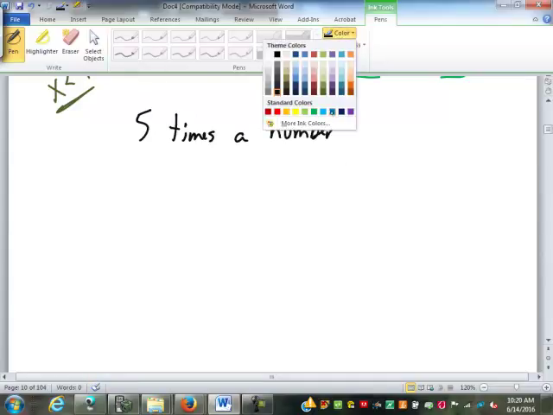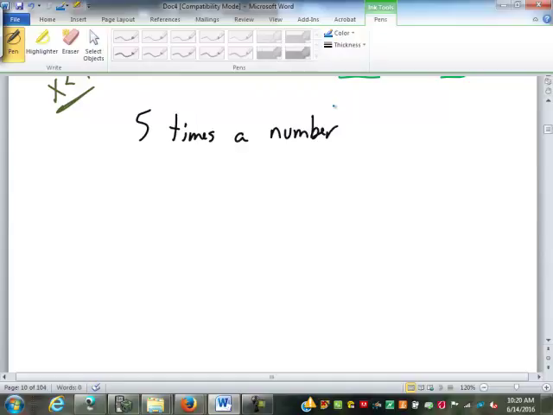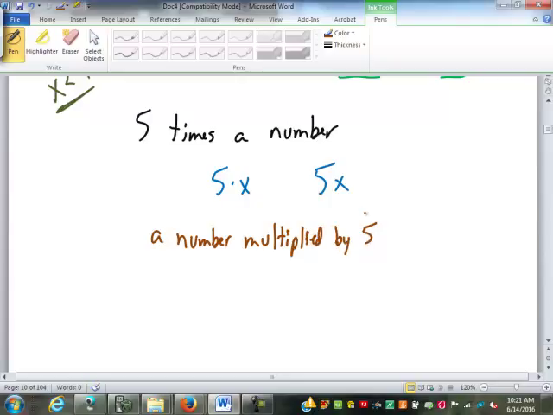I'll do this one easy. 5 times a number. 5 times x. Or we could just write it as 5x. Other phrases. A number multiplied by 5. Or 5 multiplied by a number, either way.